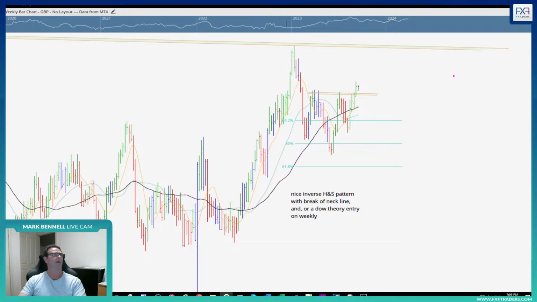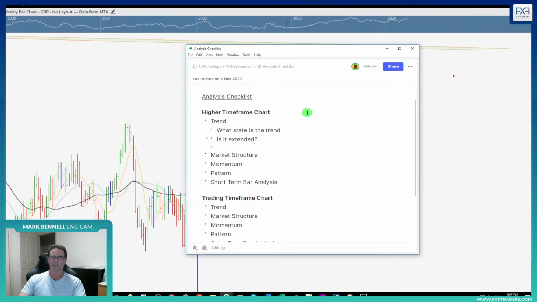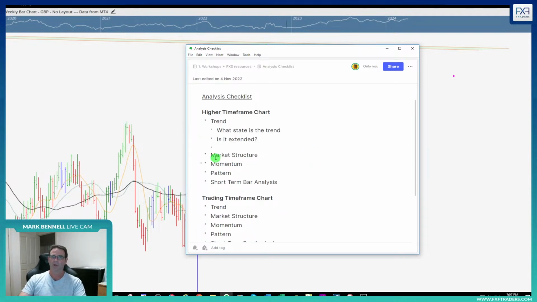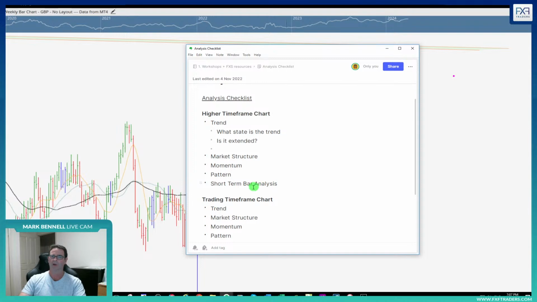Okay, so we've got our analysis checklist here. When we go through and have a look at a chart, what are the things that we want to have a look at? So we've got the higher time frame chart here. We want to have a look at trend. What state is the trend? Is it extended? And a few other things. We want to have a look at market structure, momentum, pattern, and short-term bar analysis. And then we want to go through and do the same with that on all of the time frames.